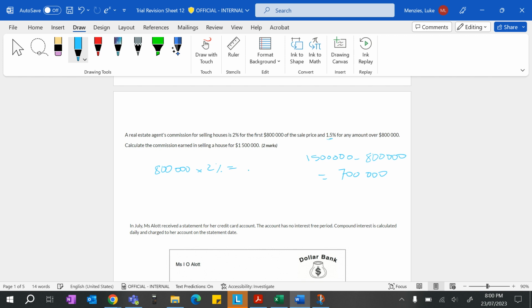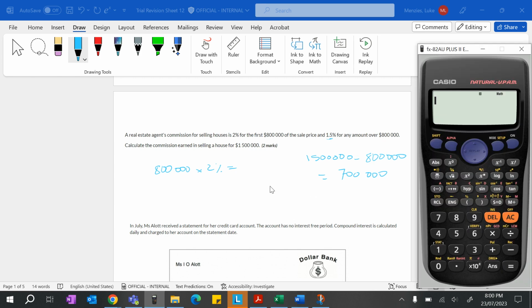And this is a real-life thing. It's to give incentives for the real estate agents to sell, to push the price up as much as they can. The company also needs to make money, so they can't give them the whole property at 2%. So this does tend to drop off, depending on the real estate. We'll find 2% of 800,000, that's 800,000 times 2%.